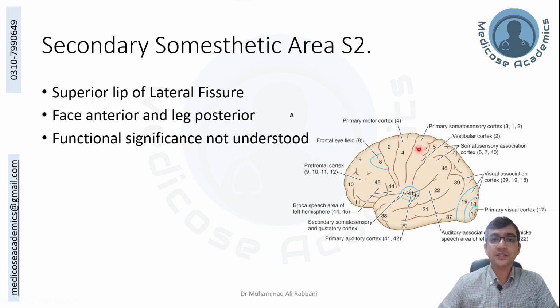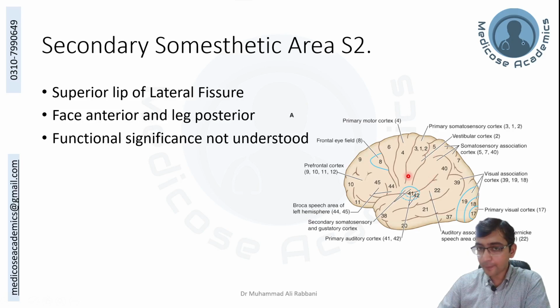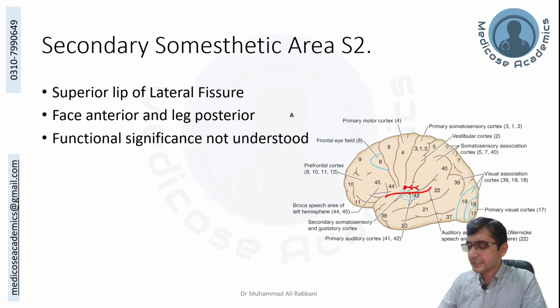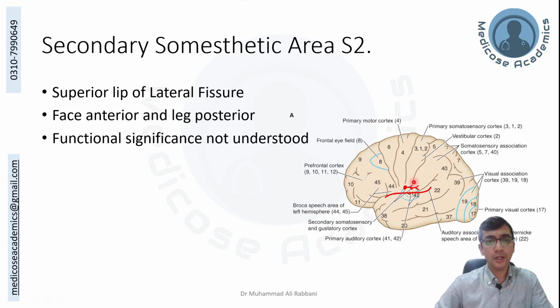Then there is the secondary somaesthetic area and association area. The secondary somaesthetic area is somewhere here on the upper aspect of the lateral fissure, the lateral sulcus, and it has a homunculus. The head is represented anteriorly and the leg is represented posteriorly, and its significance is not that much understood.